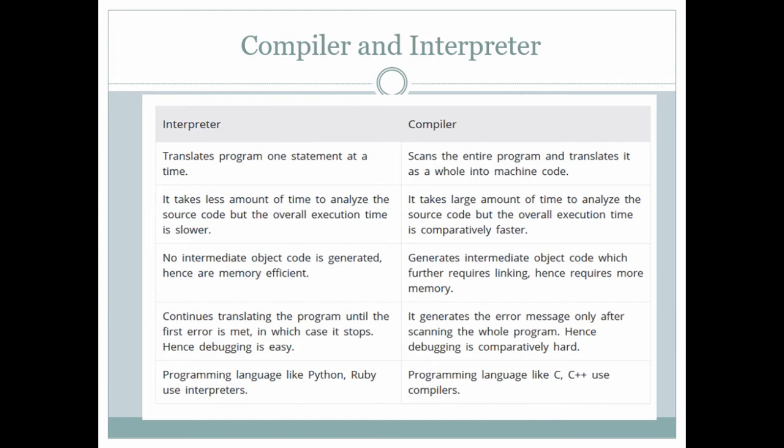Interpreters are mostly used in Python, Ruby, and many other programming languages, and compilers are mostly used in C, C++, Java, and .NET, and also Android and many other programs too.